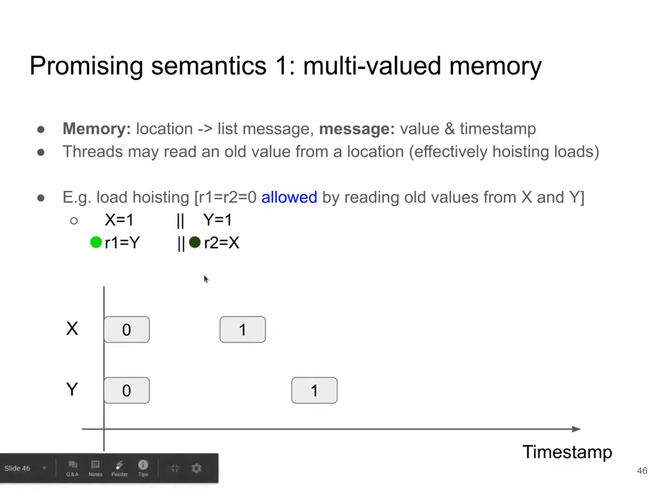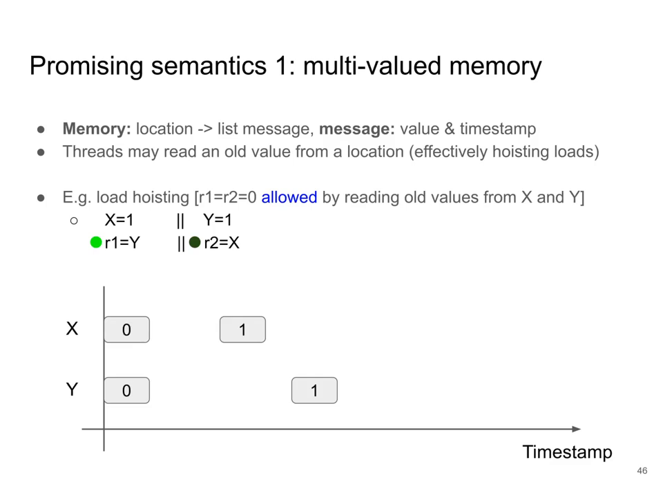So in the same location, they are ordered. 0 is before 1 because they are in the same namespace of timestamps. But comparing this one and this one, or comparing this 0 and this one is not that important. It is just different. Okay, so far so good.